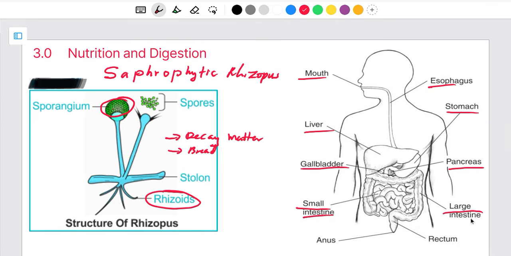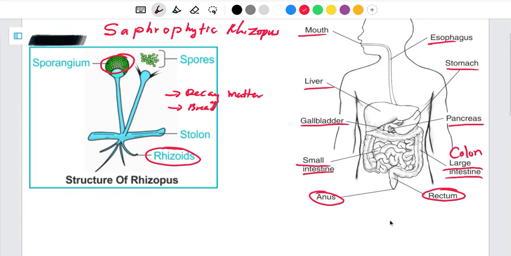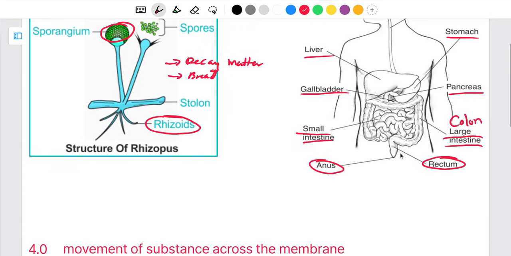Then for the large intestine or the colon, a site for the absorption of water and electrolytes. So this is the rectum and this is the anus. So the rectum just stores feces temporarily.